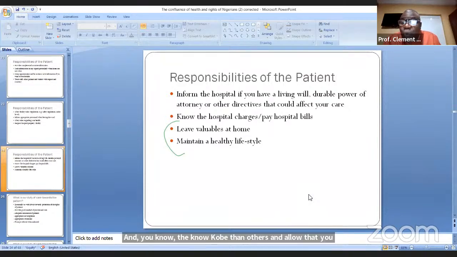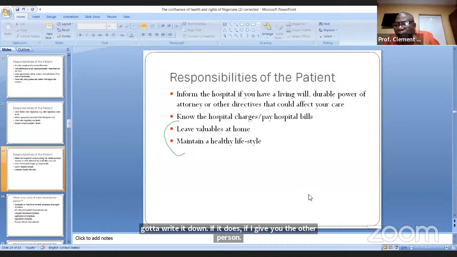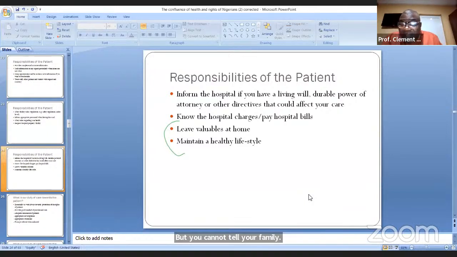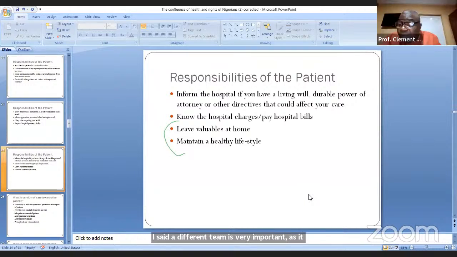You must inform the hospital if you have a will. If you have a will or durable power of attorney, then other directives. For example, if a patient wants to donate his kidney, he can write it down. That if he dies, his kidneys can be harvested and given to another person. That is documented. But you cannot tell your family a different thing and you are saying a different thing. It's very important. As a patient, you ought to know the charges in the hospital and pay your bills promptly.